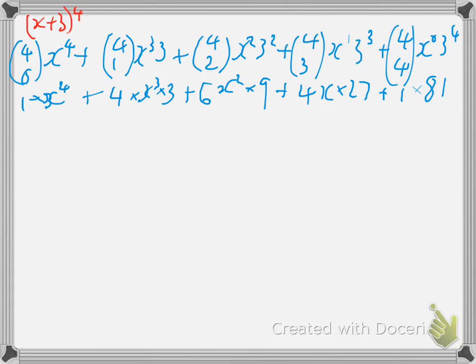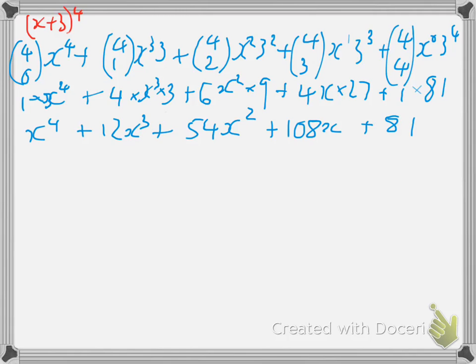Okay, so now we just simplify. So we've got x to the power of 4 plus 12x to the power of 3 plus 54x squared plus 108x plus 81. So that's how we use the binomial theorem.